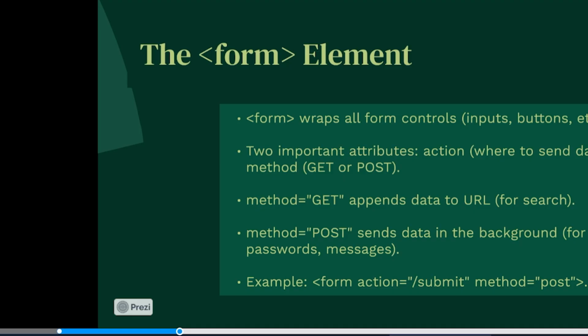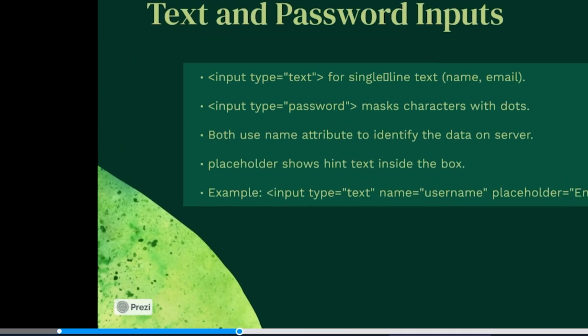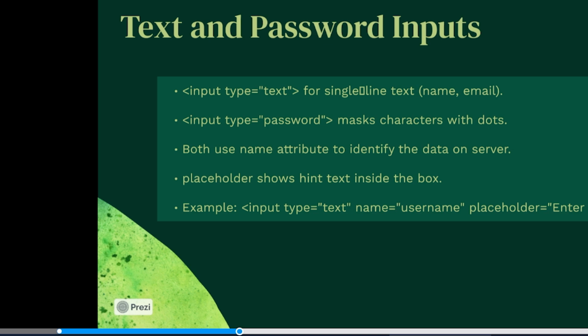Okay. Now we will see the text and password inputs. Forms have two important things: the input type and which type of input the user can fill. The first one is the input type. Input type is nothing but which type of input we have and how the user can fill in those details.